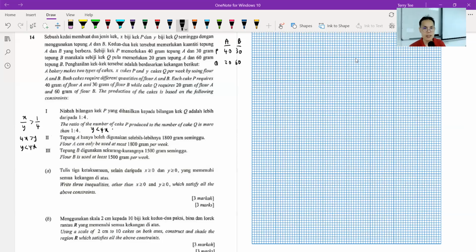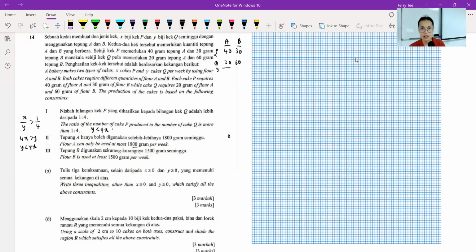Now the second one: flour A can only be used at most 1,800 grams per week. If you look at flour A, you make x cake P and y cake Q. Each cake P needs 40 grams, and I make x cake P, so I need 40 times x. For cake Q, each one I need 20 grams, and I'm making y cake Q, so I add 20y. This sum must be at most, and at most means less than or equal to, 1,800.